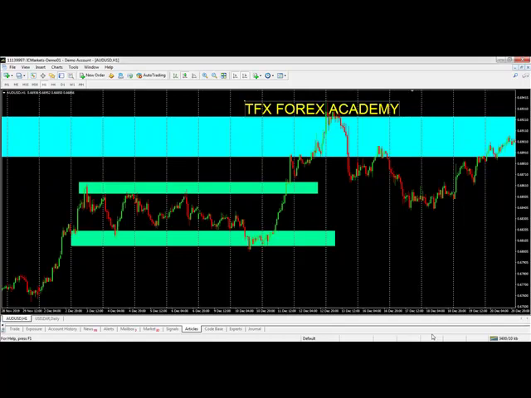Then you have the advanced class, where we'll be introducing the order block, order flow, institutional order flow, the supply and demand. We'll talk about the Wyckoff model. We'll talk about the Falcon strategy. We'll talk about the market momentum model. Okay, so there are many other things.